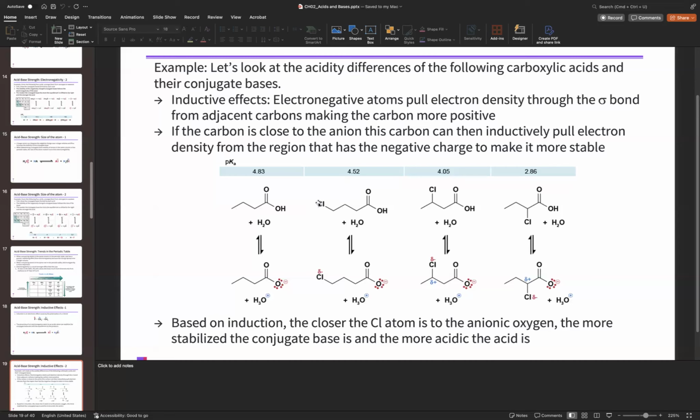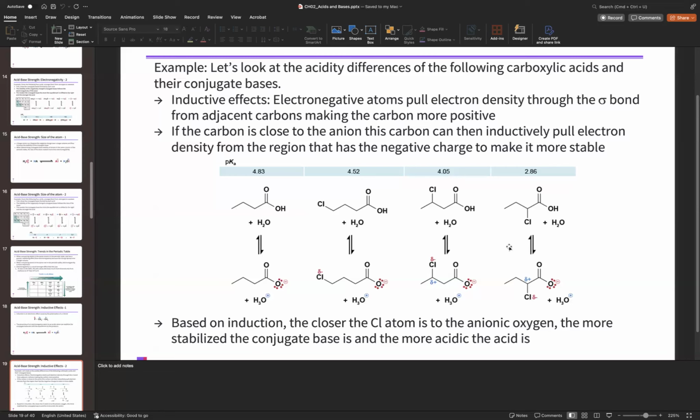What happens if this chlorine was moved closer? Instead of being on the 4th carbon, what if it was on the 3rd carbon? Now the pKa is dropping even further, meaning it's becoming an even stronger acid. And moving it one more closer right here, the closest it can be, the 2nd carbon from this carbon. Now the pKa is much lower, 2.86. So what do we attribute this to?